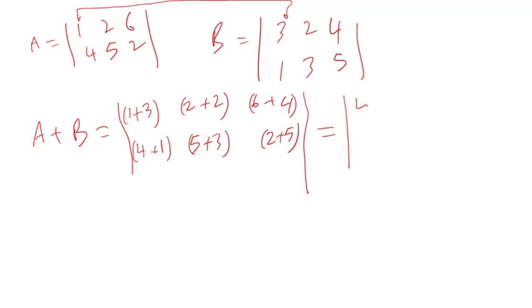1 plus 3 is 4, 2 plus 2 is 4, 6 plus 4 is 10, 4 plus 1 is 5, 5 plus 3 is 8, 2 plus 5 is 7. So that's how you calculate the sum of two matrices. This could be on the exam of FE or PE. Because this is simple to calculate, it's good to know how to perform this calculation.